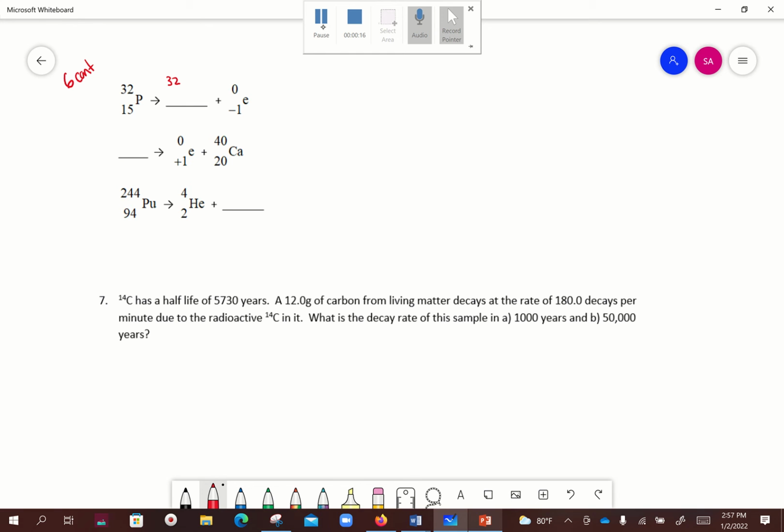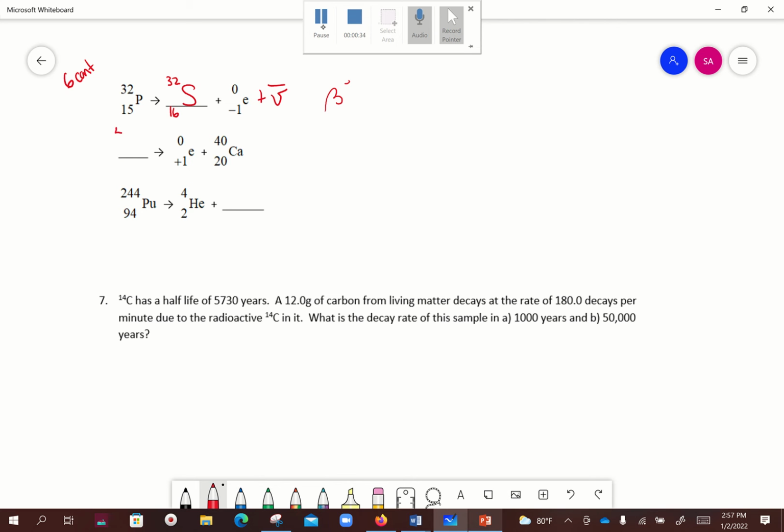32 on top, 15 is equal to 16 minus 1. So go and look up what's the 16th element in the periodic table. It's sulfur. So again, this is a beta minus decay, and technically it should also have an antineutrino on there. How about this one?